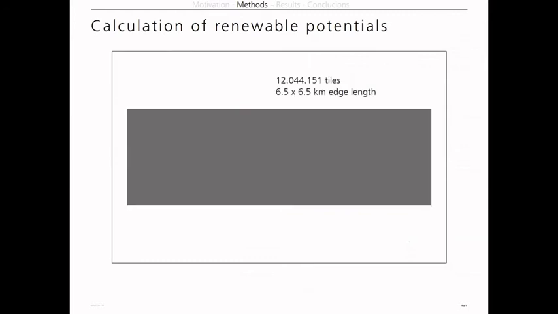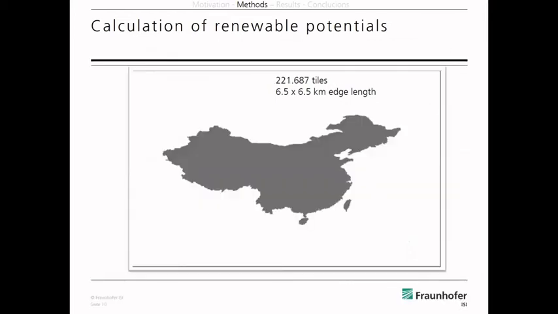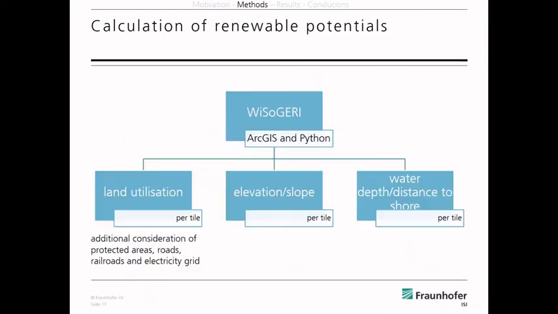So what did we do? We put a fishnet grid with more than 12 million tiles over the world with an edge length of 6.5 kilometers. And then I focused on China. So China is covered in more than 200,000 tiles. And then I calculated the renewable potentials as follows.